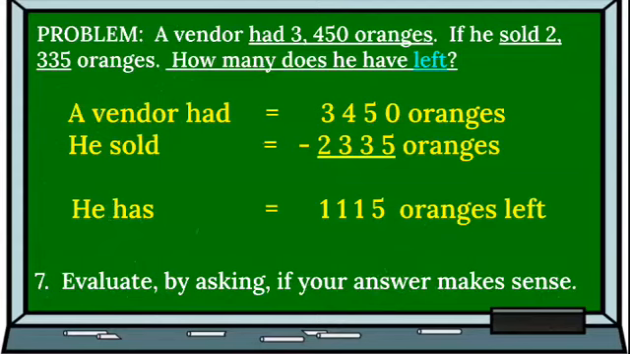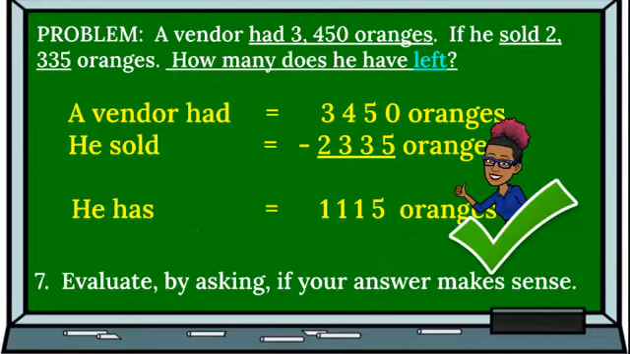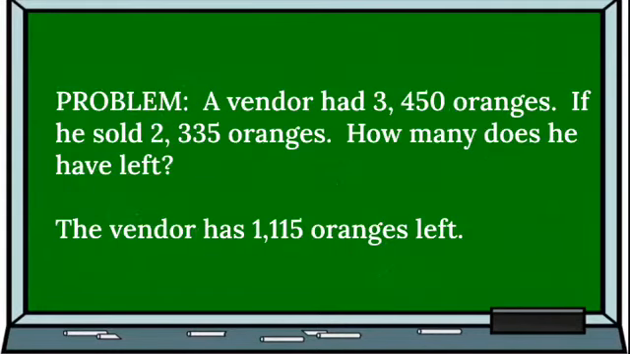Now evaluate by asking if your answer makes sense. So you're going to check it over to make sure you did your calculations and everything correctly. Makes sense. You check the calculations, then you're on the right path. So here we have our answer. The vendor has 1,115 oranges left.